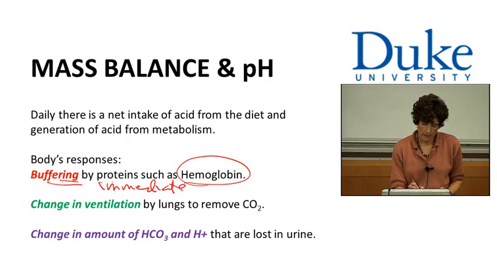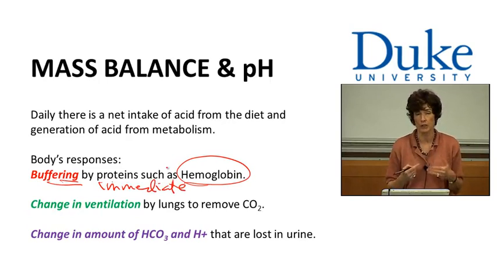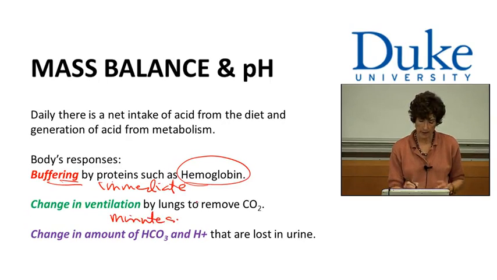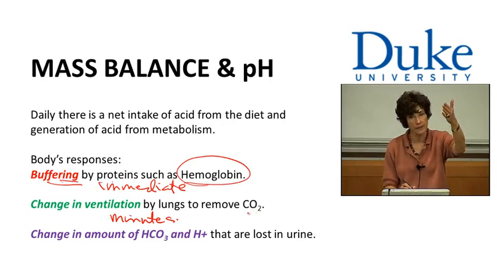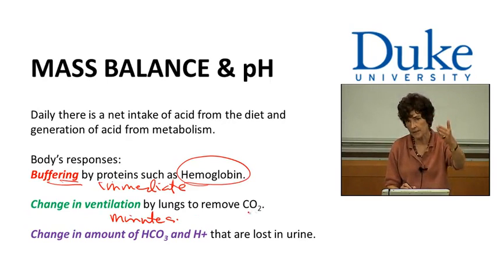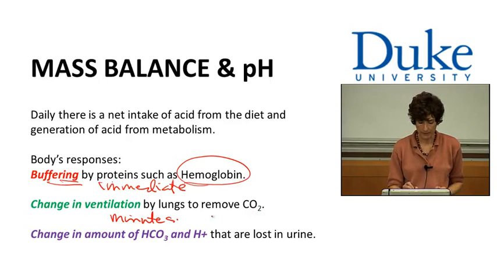The second response that occurs is a change in ventilation, and this will occur within minutes. And that is that we have a change in our minute ventilation. If the lung needs to remove the acid, then it will increase the ventilation rate, and so it'll blow off the CO2, and by blowing off the CO2, we lose acid from the body.